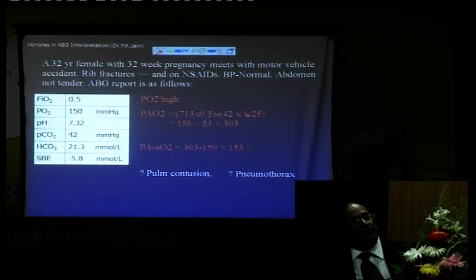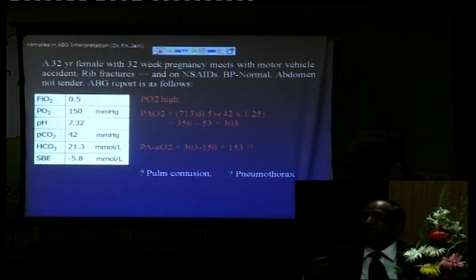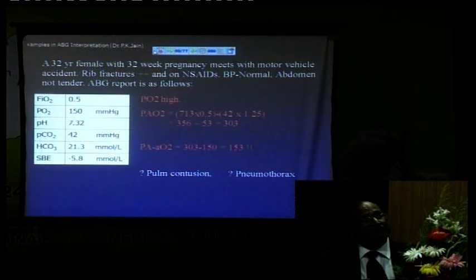But the correct way to do it is calculate alveolar arterial gradient: 713 into 0.5 minus PCO2, which is 42, into 1.25. You get 303 minus 150 is 153. Normal is 15. 153 is a high gradient. There is a significant lung pathology, either pneumothorax or lung contusion. Many people make this mistake of saying, yeah, she's comfortable, PO2 is good, send her to the ward.